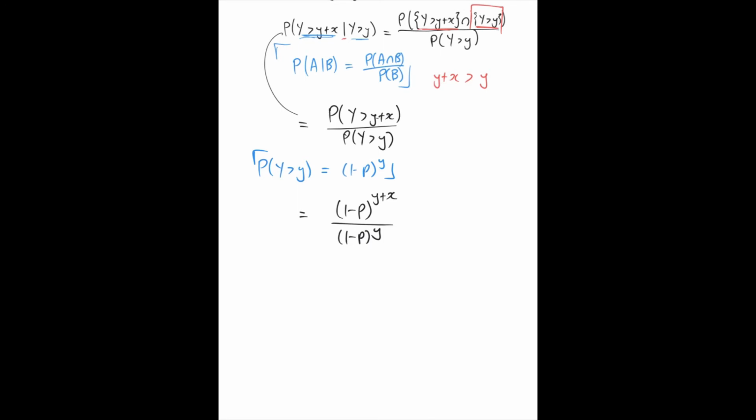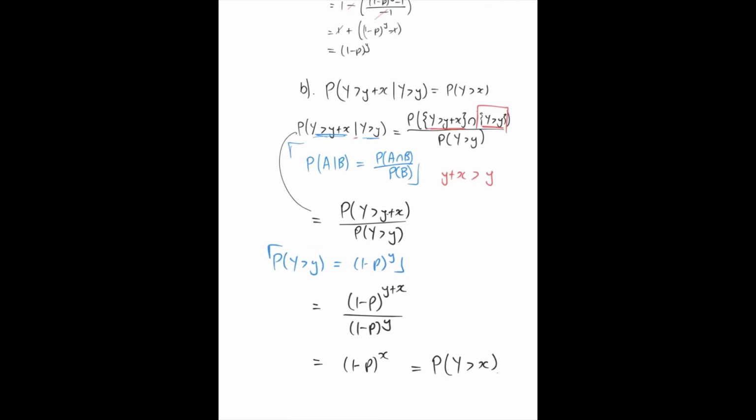Now, hopefully you're comfortable with your index laws, and what you get is (1 - p)^x, because the two y's cancel. And that is equal to the probability that Y is greater than x. Great, so we've shown this now, and we can move to the next question, which, I've zoomed in crazy. Part C, which says, explain this memoryless observation.